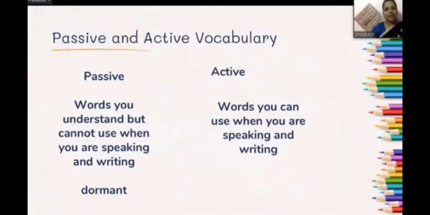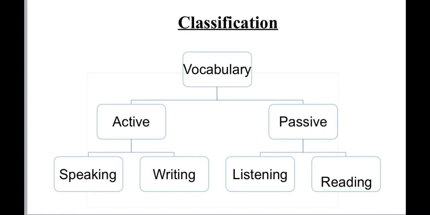The words that we cannot use, we call passive vocabulary. So we need to work on bringing the passive vocabulary into active vocabulary. Here is a classification of vocabulary. The skills listening and reading, which we call receptive skills, come under passive vocabulary. The skills speaking and writing, which we call productive skills, come under active vocabulary.